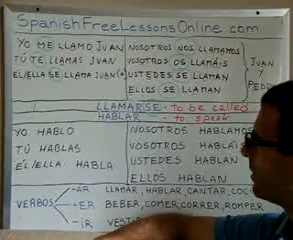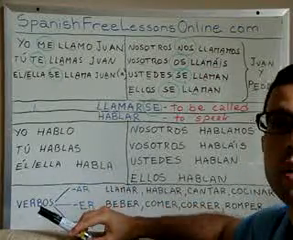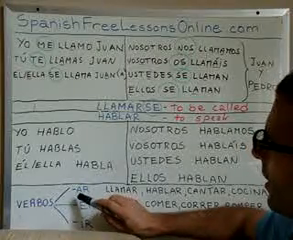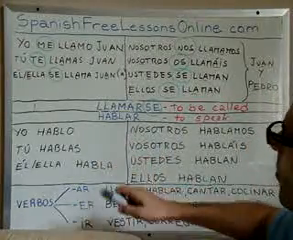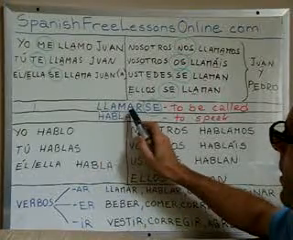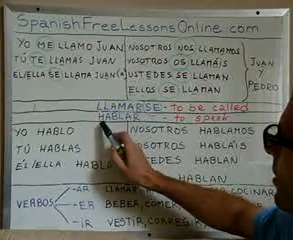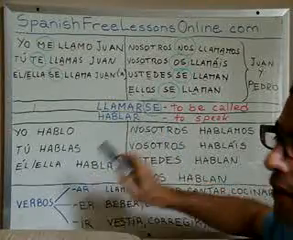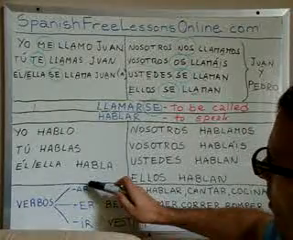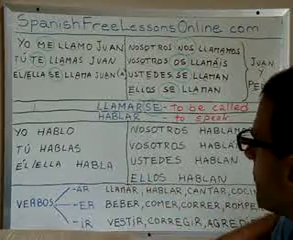Now, I'll repeat. Both verbs that we will see today are regular verbs of the group of the verbs that finish in ar, A-R. Why? We can see here. The ending of the verb llamar finishes in A-R. Hablar finishes in A-R. So these two verbs belong to the same group, right? The group of verbs ending in ar. Yes?